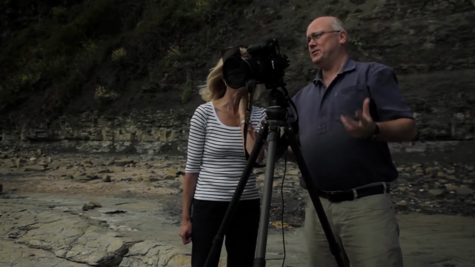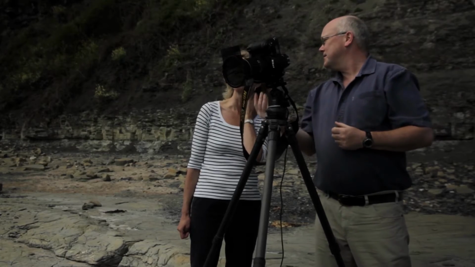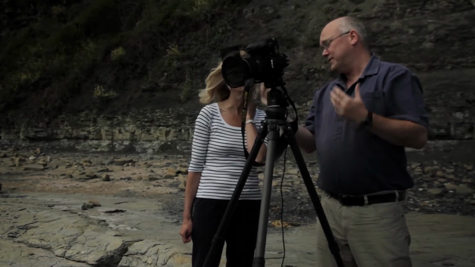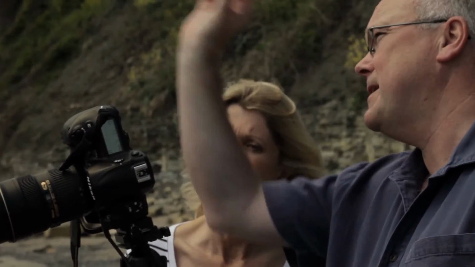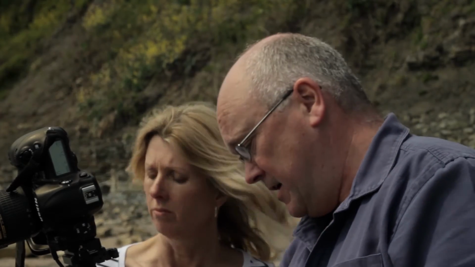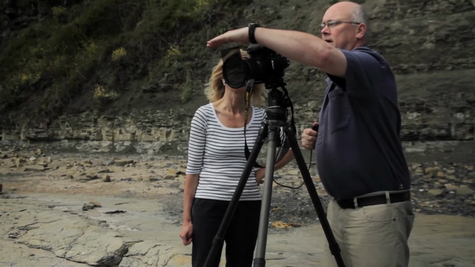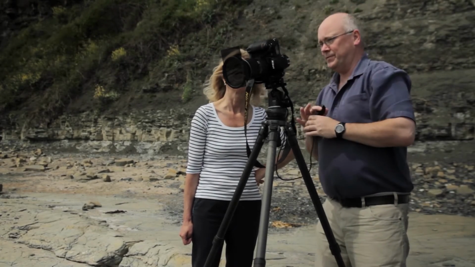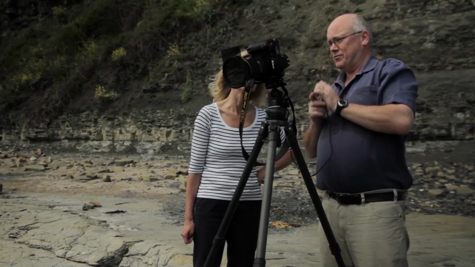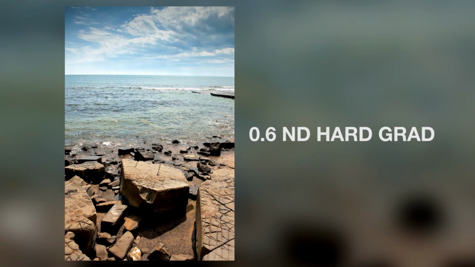Now what the grad is doing is in effect darkening the sky. The sky was 2 stops brighter than our foreground, so the filter is making the sky 2 stops darker than it really is, and you're balancing the exposure of the foreground with the sky. So all we need to do is mirror it up, protect the lens and the filter, and fire. And then on the back of the screen you can now see that the foreground is the same as the sky, purely by the use of the grad.